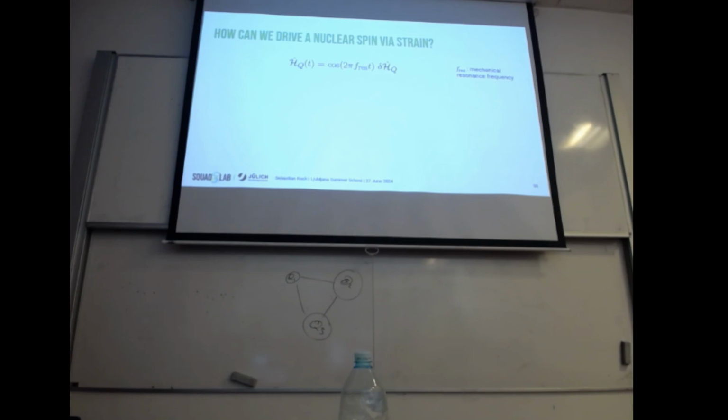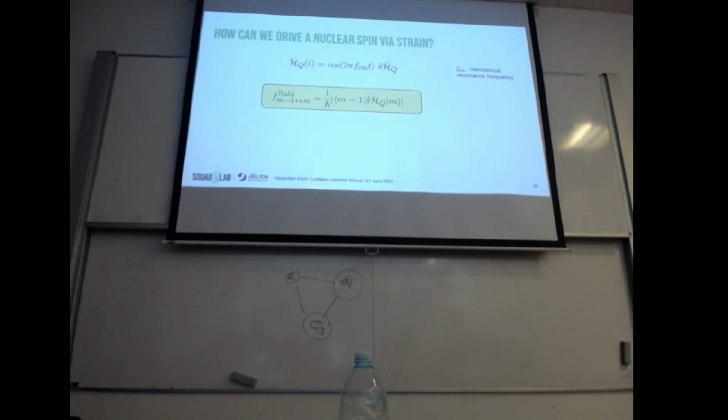Right. So how do we now drive our nuclear spin? In the end we want both to be coherently connected, so mechanical oscillation has to drive the nuclear spin. If you want to drive a spin in general, you always have to apply an oscillating Hamiltonian with the frequency of the spin transition, right? So that means we have to modulate the Hamiltonian with, for example, a cosine term. Then, from that, we usually get a Rabi frequency, right?